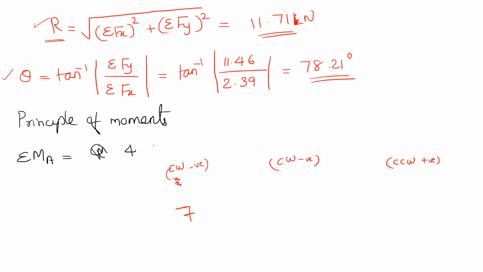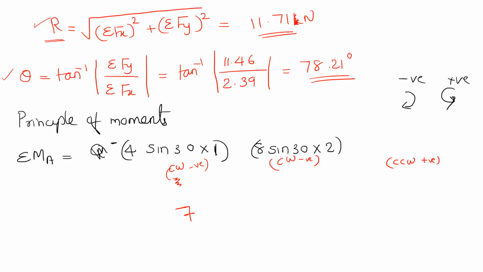The vertical component of Q I can write as 4 sine 30, which is in the downward direction. With respect to A, the distance is 1 meter. Clockwise is negative, anti-clockwise is positive, that is the sign convention. So this one is clockwise, so negative. Next is the vertical component of S, that is 8 sine 30. The distance is 2, and the direction is anti-clockwise, so it's positive. And the last force is T, that is 12, and again for the horizontal component there is no moment. The vertical component is 12 sine 60, in the upward direction, and the distance is 3. It is anti-clockwise, so it's positive.